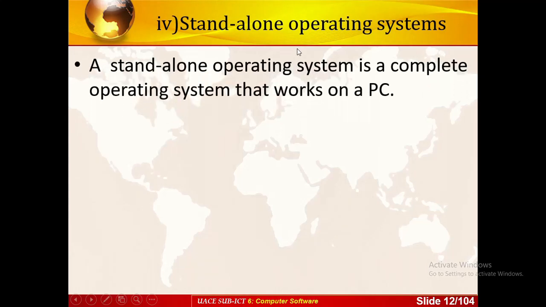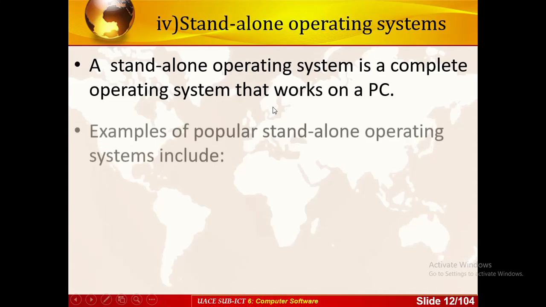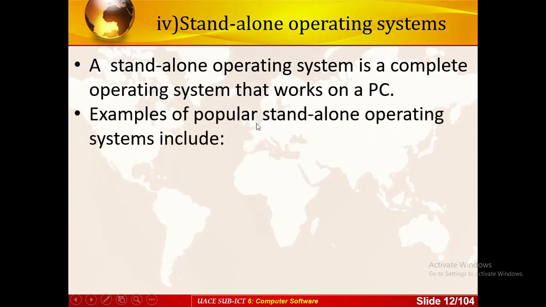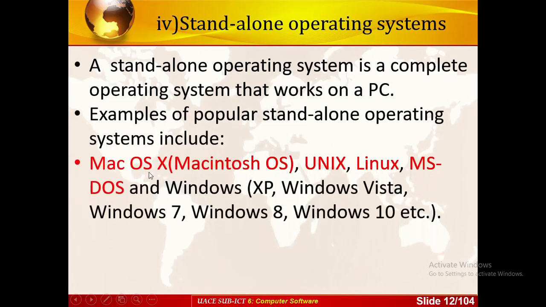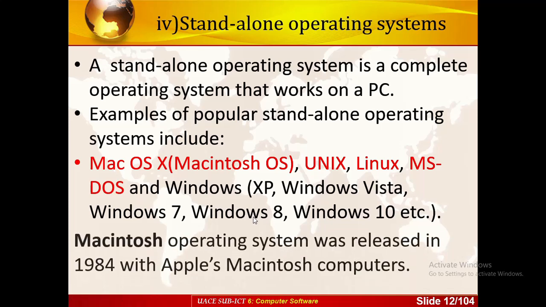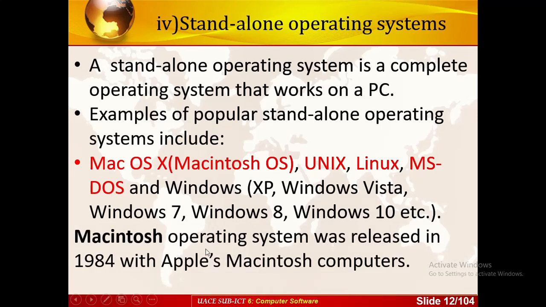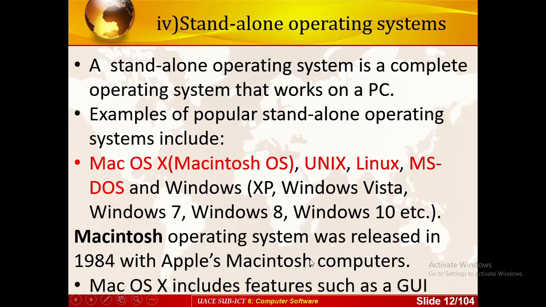We have standalone operating systems. A standalone operating system is a complete operating system that works on a PC. Examples of popular standalone operating systems include the Mac, or what we call the Macintosh operating system. We have Unix, Linux, Microsoft operating system. We have Windows, that is XP, Windows Vista, Windows 7, 8, 10, 11, and so many others. The Macintosh operating system was released in 1984 with Apple's Macintosh computers. I hope you have ever seen that. Mac also includes features such as the GUI, that's the graphical user interface.